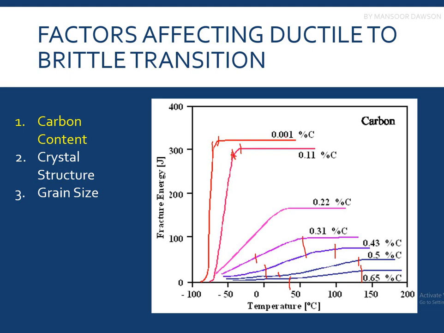Okay, so when we increase the carbon content, we get a wide range of temperature, so we can predict that our specimen or material would fail, or it would provide us some indications rather than fail in a catastrophic manner. So this is one of the factors, the carbon content in ferrous alloys.